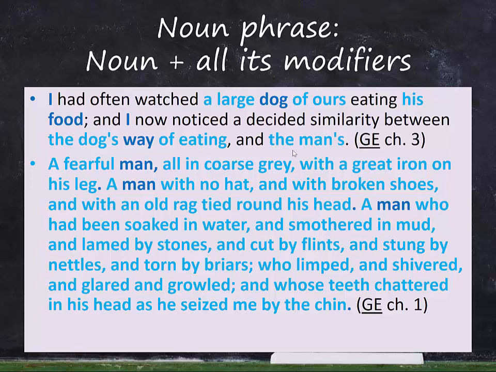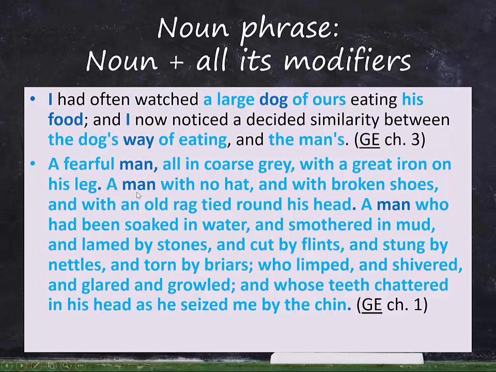We do have some verbs in this excerpt, but they're all tied up in relative clauses. That's something we addressed in the conjunctions video, and you'll learn more when we talk about clauses. A relative clause acts like a really long adjective describing a noun. And guess what? An adjective is a modifier, which makes it part of a noun phrase. This whole thing is nothing but 3 big noun phrases. Which man is it? A fearful man, all in coarse gray with a great iron on his leg. No verb there at all.